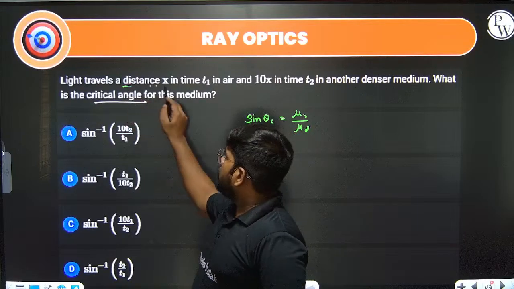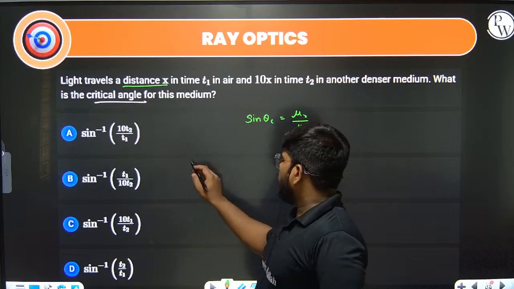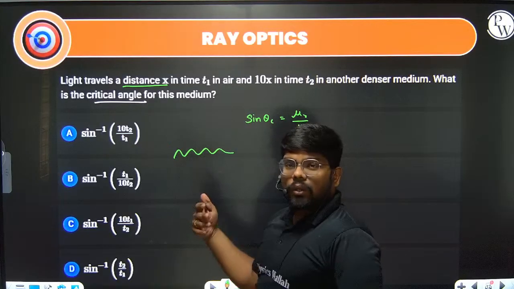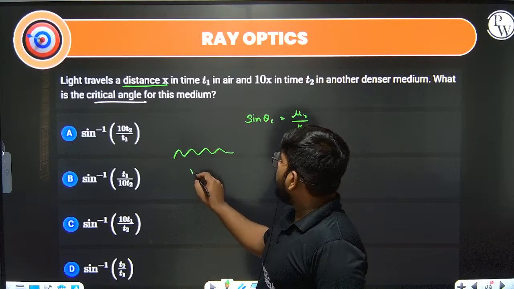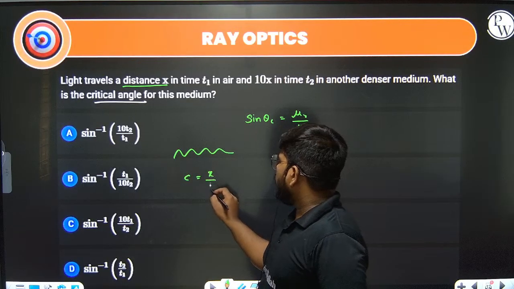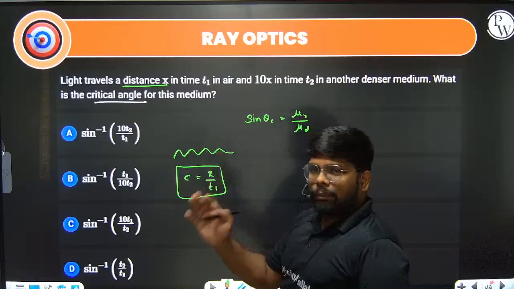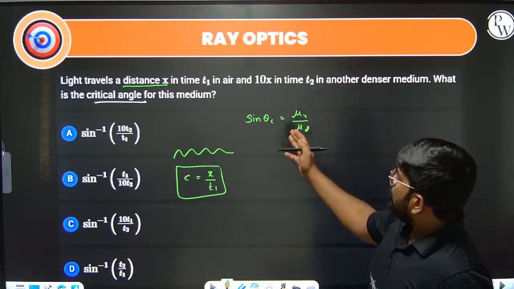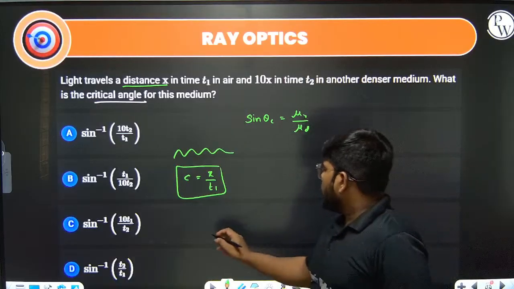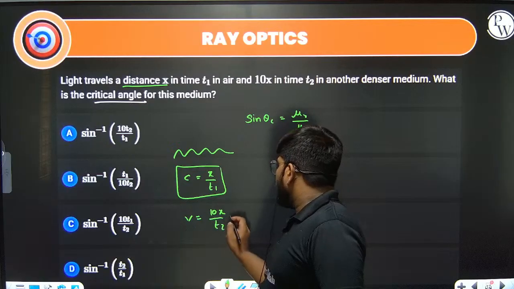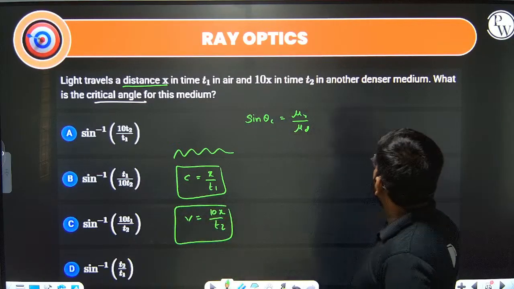So light travels distance x in t1 time. They are trying to give the distance, so we can say the speed in air is equal to distance by time. Let us capture whatever information is given. Next, it is traveling 10x in time t2, so speed is equal to 10x by t2. Fine, so we have both speeds.